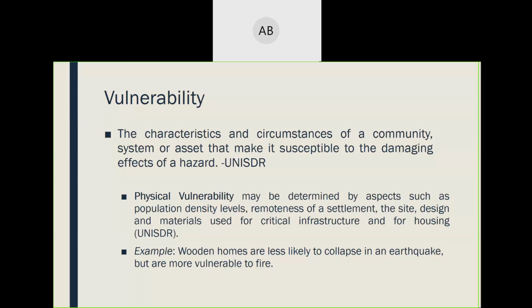So in this case, when I was talking about the flood incident, by virtue of the different properties of these two buildings, the bamboo house is more likely to sustain bigger damage due to the flood water. So we can say that the bamboo house is more vulnerable than the RCC house, okay.